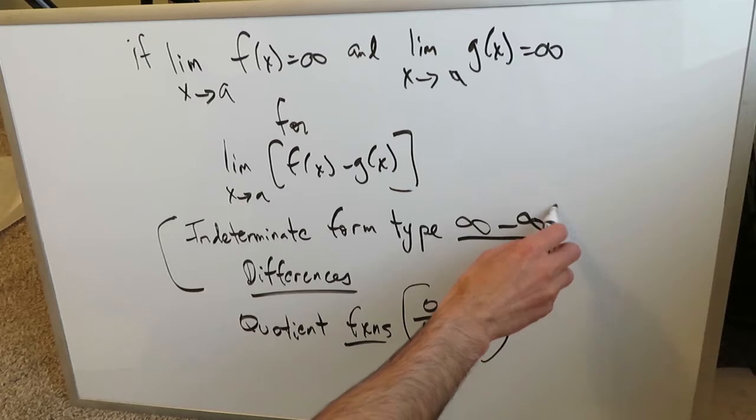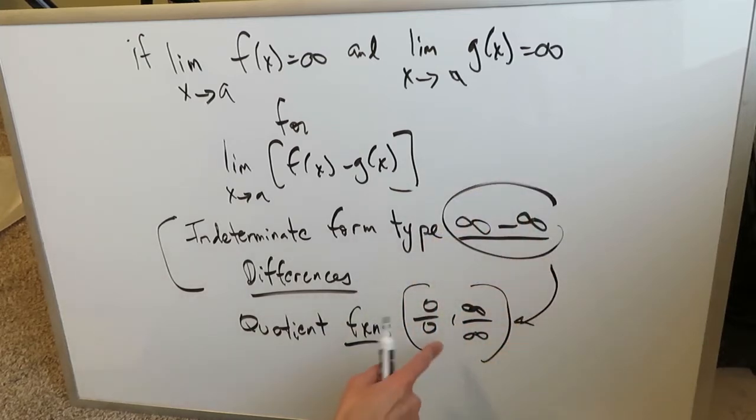You want to convert this indeterminate form into something which looks like this indeterminate form, because this indeterminate form is easier to deal with. Functions in quotient form are easier to deal with than when they are in difference forms or in product forms.